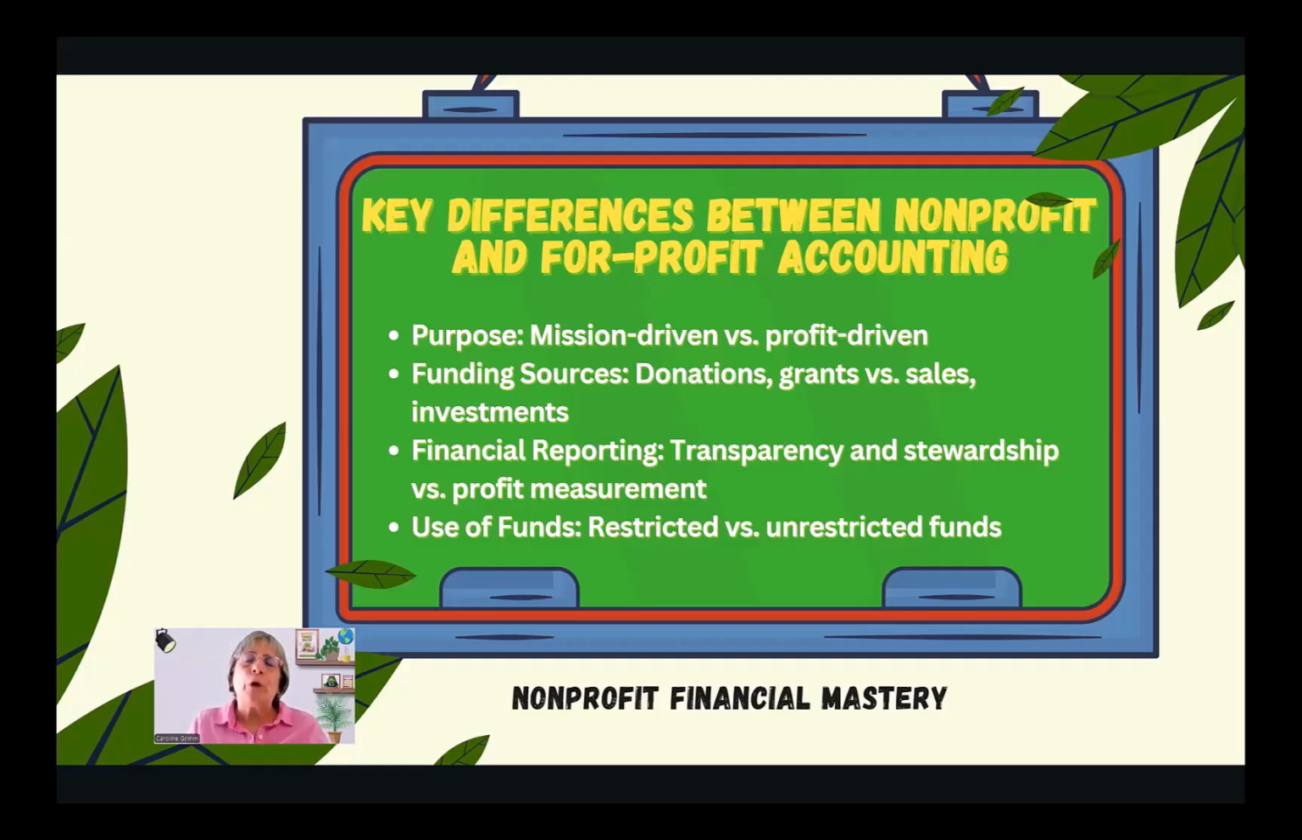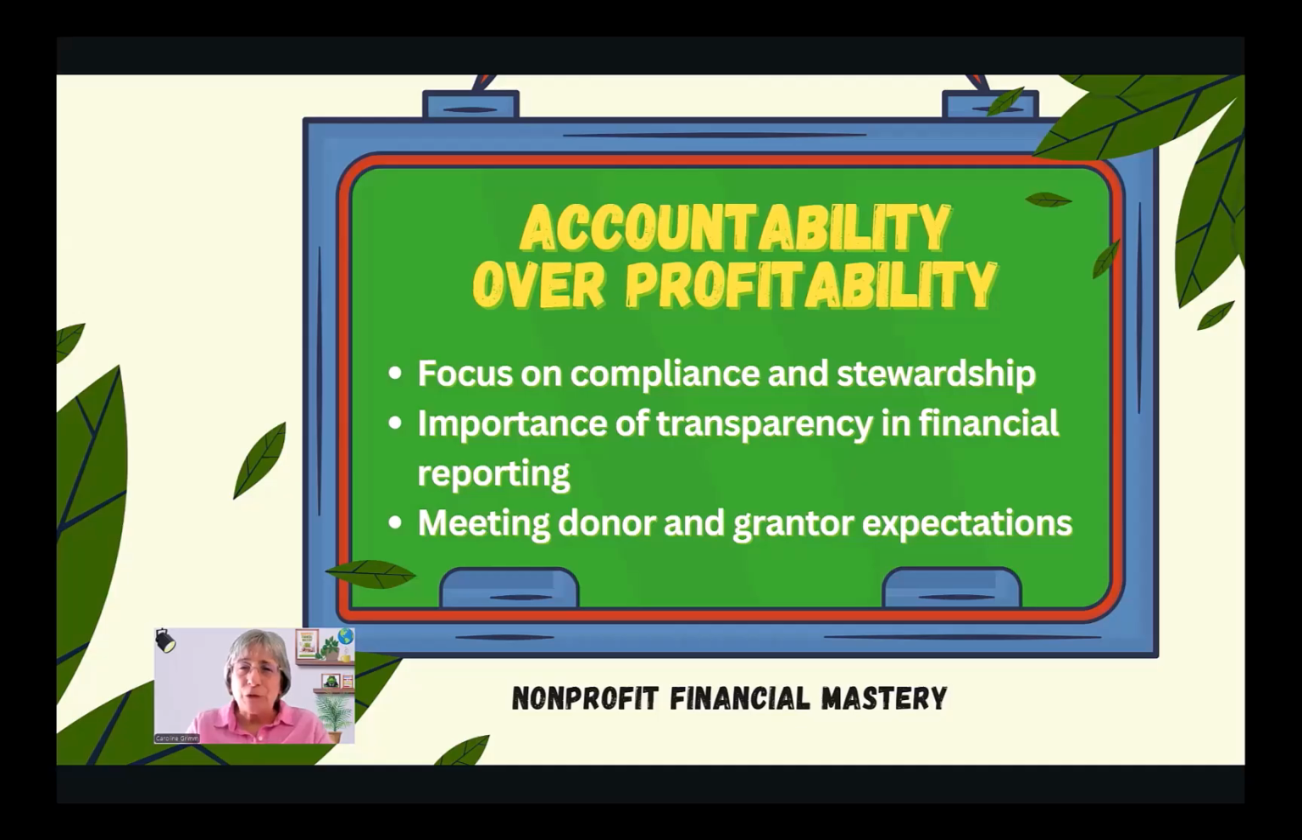So it's really important for nonprofits to keep track of those funds, whether they're restricted and can only be used for certain things, or they're unrestricted and we can use them for our payroll or for our rent. So it's really important that in nonprofit accounting, we are keeping track of whether funds are restricted or unrestricted. So in nonprofits, it's all about accountability. It's not about profitability. It's about accountability, which means that we need to be thinking in terms of compliance with what donors are telling us they want us to do.